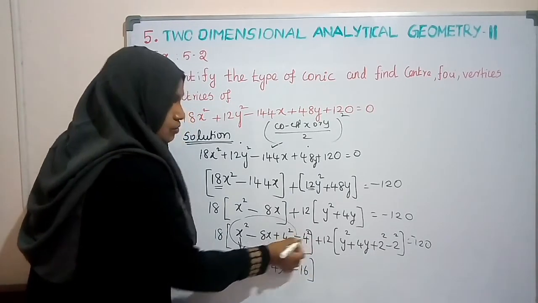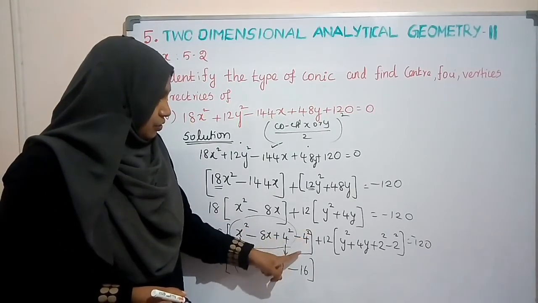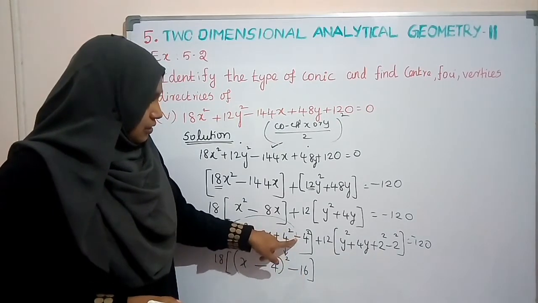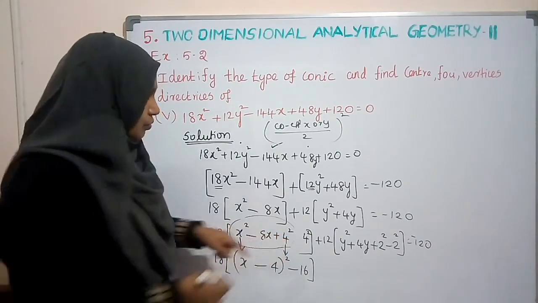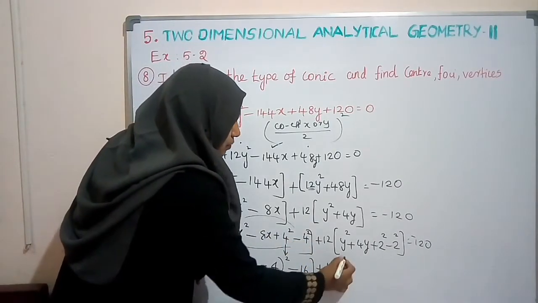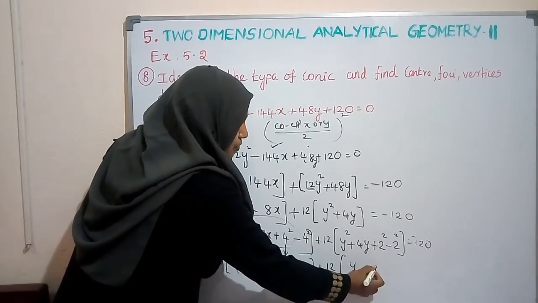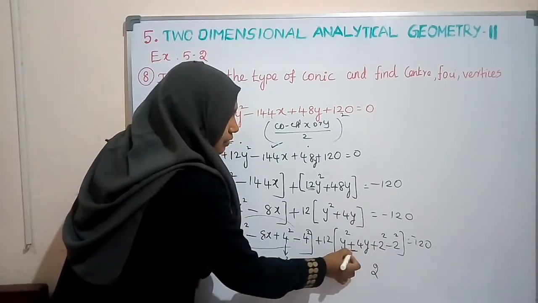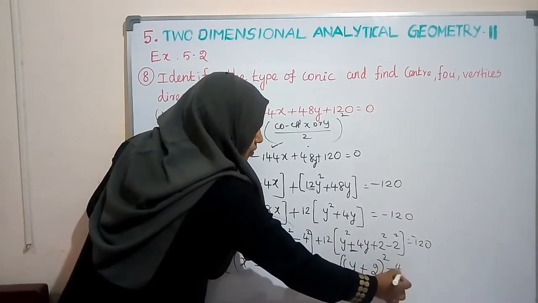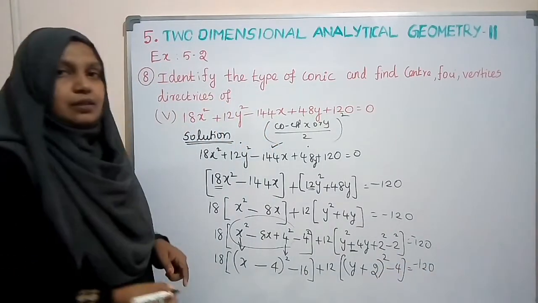See, this square is only for 4, not for minus. So minus 4 square should be written as minus 16, not plus 16. Here the square is only for 4. Minus as it is we have to write. Here also in the next bracket, see from y square we can take y. From 2 square you can take 2. And plus 2ab means we should write y plus 2 the whole square minus 4 is equal to minus 120.